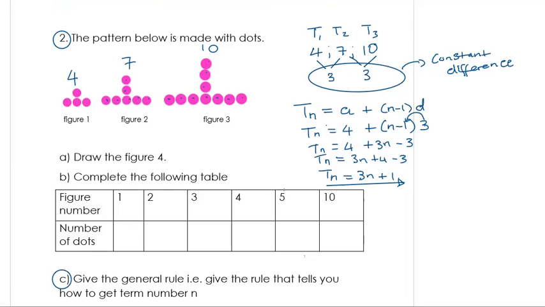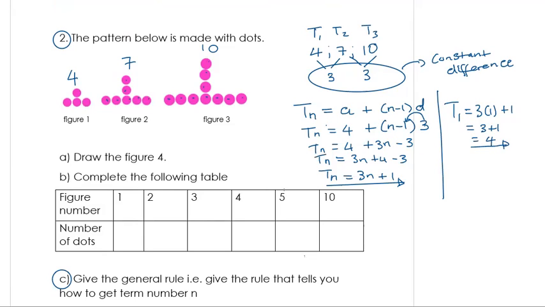Okay, and you can tell this because if you want to find term number 1, we use that formula. Instead of n, we put 1. So term number 1 is therefore going to be 3, instead of n we put 1, and then plus 1. Which therefore gives us 3 plus 1, right? Because 3 times 1 equals 3, and then plus 1 ends up giving us 4. So we are right with that one.